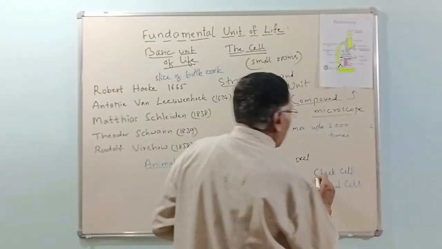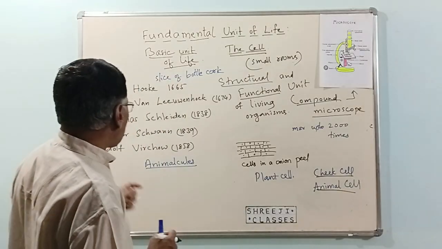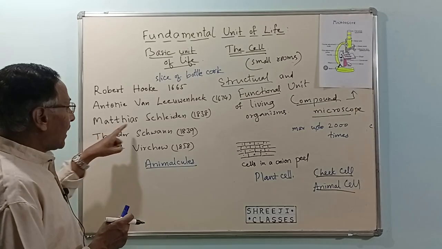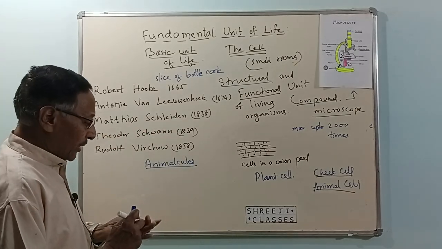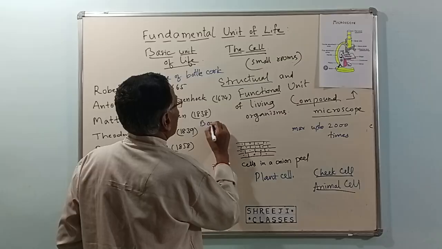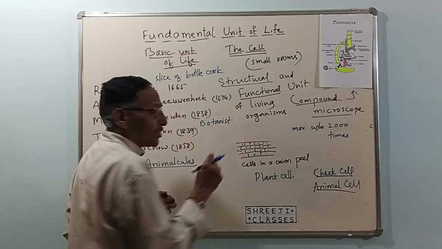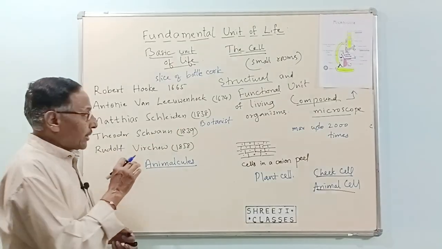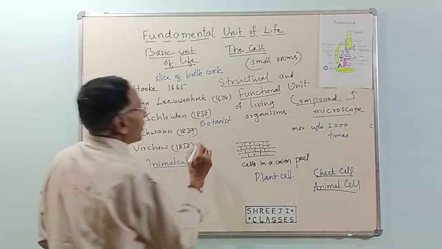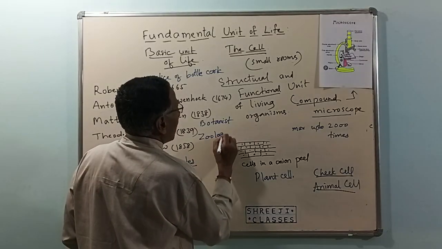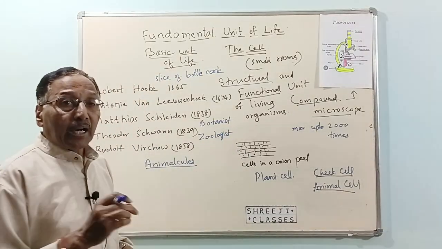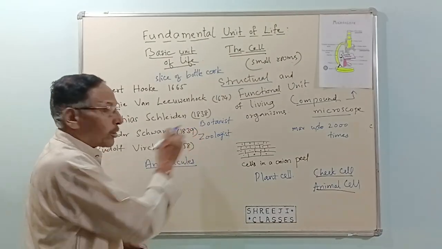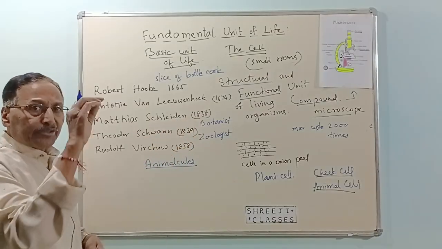Right? Now, like this, two scientists, one is a botanist called Matthias Schleiden of Germany, who was a botanist. Botanist means who studies the plants. And a scientist called Theodor Schwann, who was a zoologist. Who is a zoologist? One who studies the animals. Study of animals is called zoology. Study of plants is called botany. So both belonged to Germany.